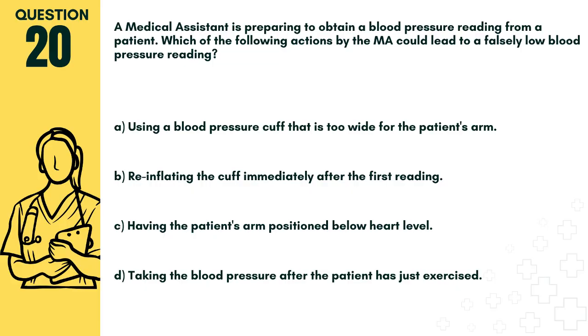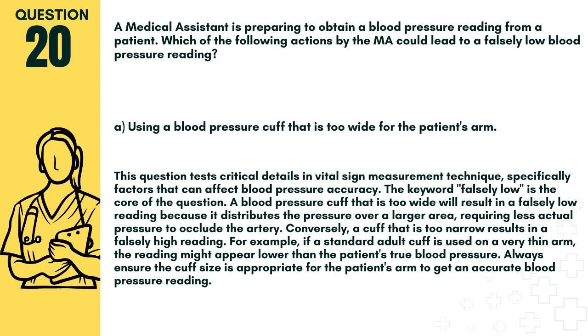B. Reinflating the cuff immediately after the first reading. C. Having the patient's arm positioned below heart level. D. Taking the blood pressure after the patient has just exercised. Answer: A. Using a blood pressure cuff that is too wide for the patient's arm.